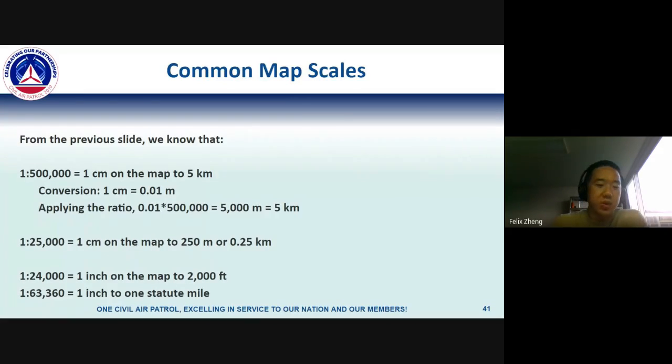You also have the USGS quadrangle, the 7.5 minute quadrangles. Those are usually 1 to 24,000, which means 1 inch is 2,000 feet. And if you see 1 to 63,360, that is because it's 1 inch to 1 statute mile. Because of our nice, wonderful units, where we have 5,280 feet in a mile and 12 inches in a foot, that's why we get these weird numbers.